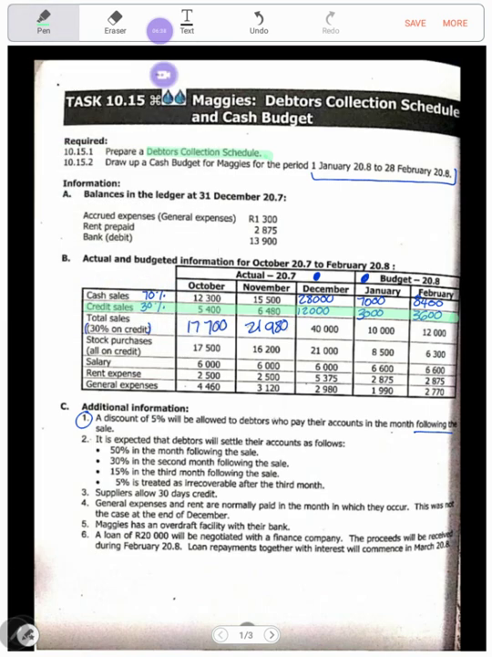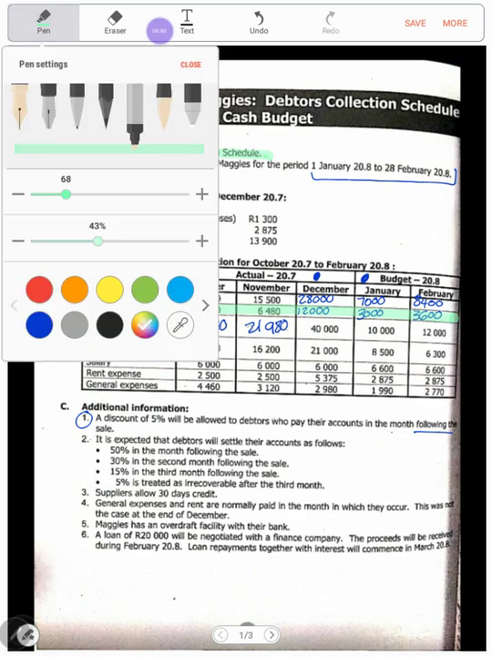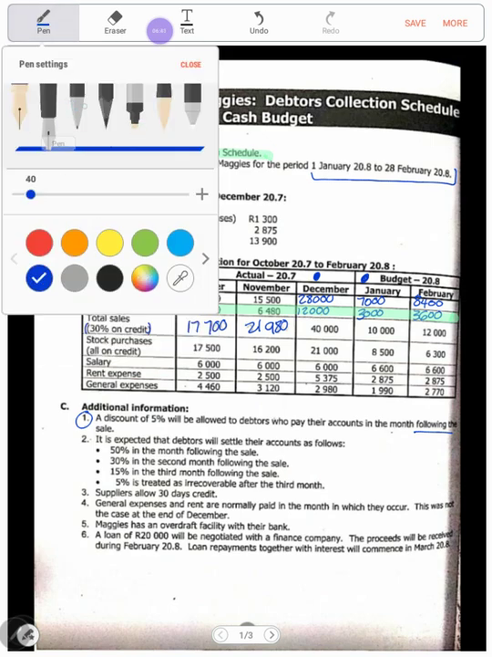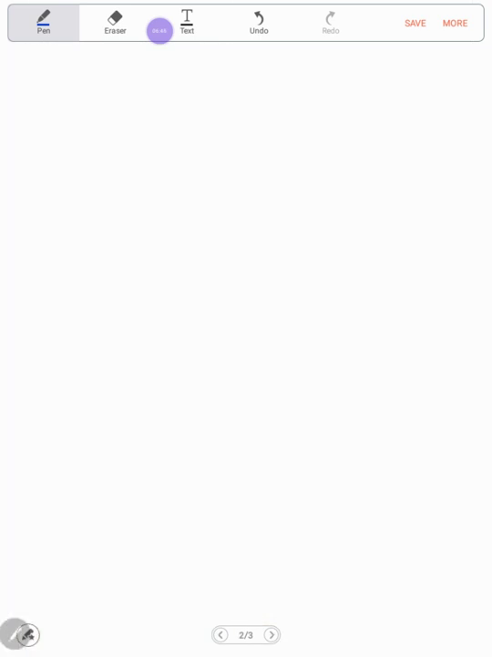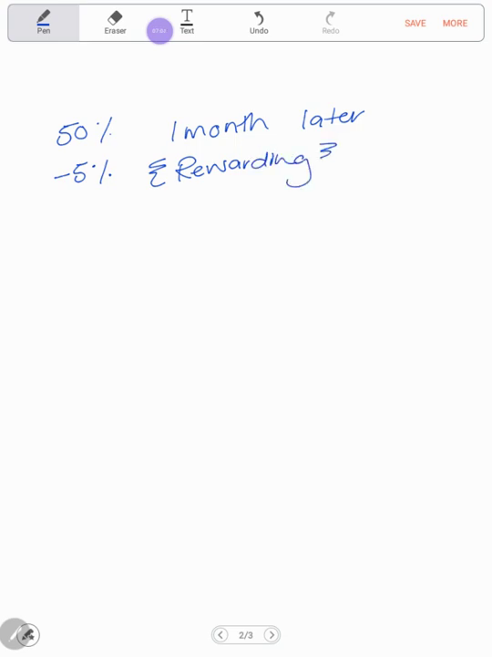So moving along, 50% pay in the same month, okay? So 50% will pay 1 month later after the transaction has taken place, not forgetting the 5% discount. Why is that? We are rewarding our debtors for paying promptly. So that's a reward, an incentive. And this will encourage your debtors to pay sooner rather than later.